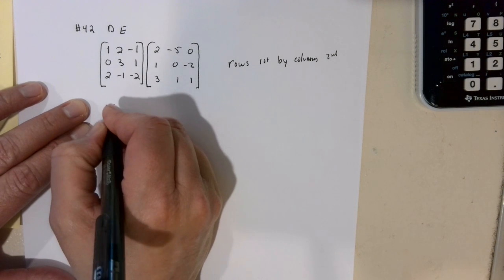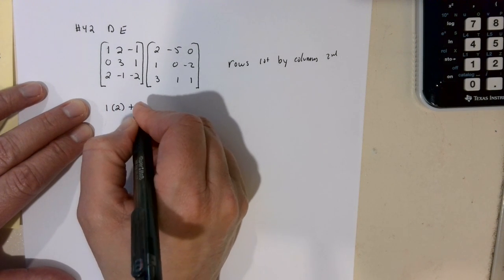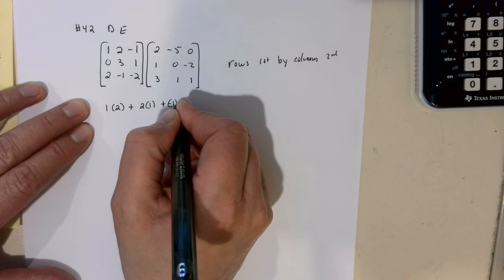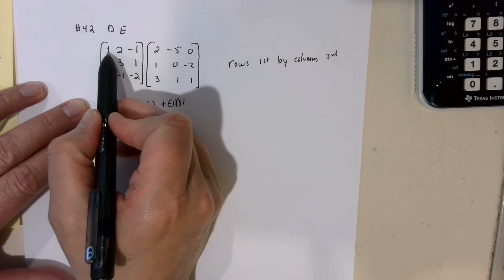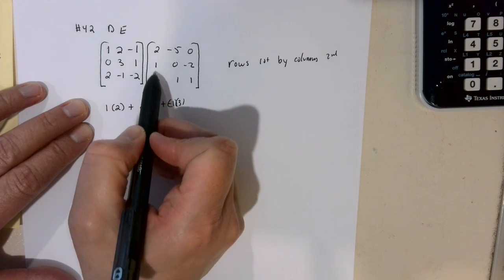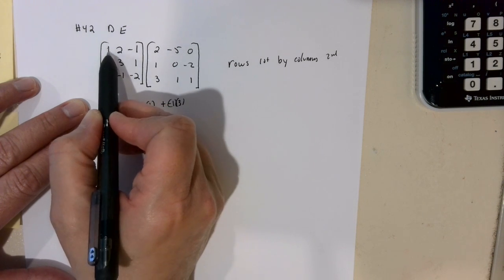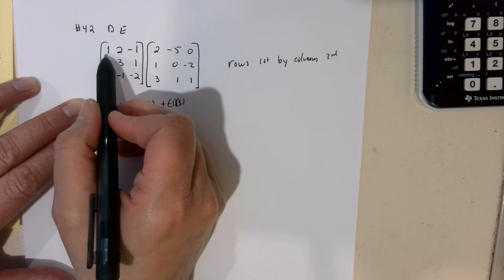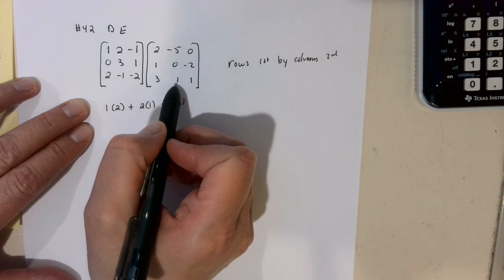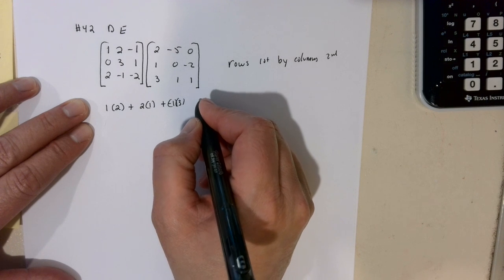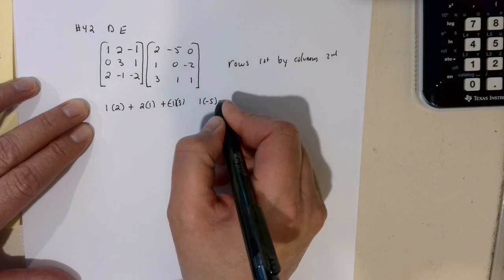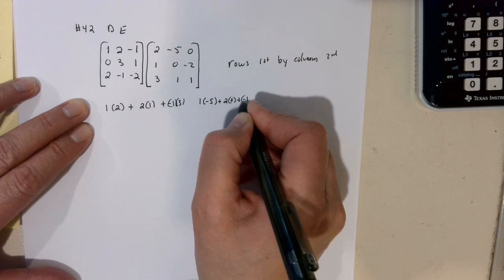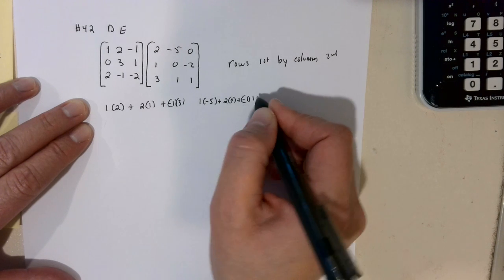So you would have 1 times 2 plus 2 times 1 plus negative 1 times 3. So I'm just taking the first row by all the numbers in the first column. 1 times 2, 2 times 1, negative 1 times 3. Now I take the same row, multiply it down the second column. So I scoot over a little bit. 1 times negative 5 plus 2 times 0 plus negative 1 times 1.